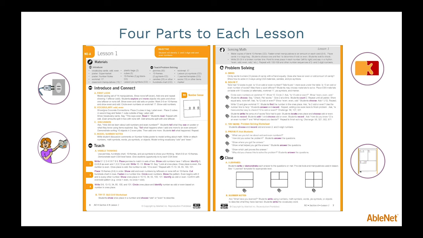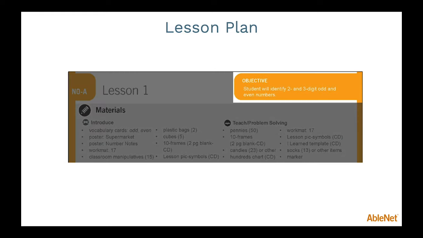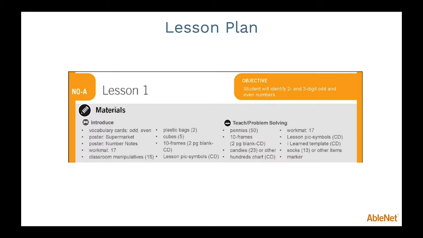There are a few things to help you recognize the basic format, looking first at the top of the first page. In the upper right-hand corner of the first page, you will find the objective that is written specific to the lesson. For this lesson, the objective is student will identify 2 and 3-digit odd and even numbers. Below the objective, you will see the list of materials for the 2-page lesson, organized for different parts of the lesson. The sections are broken down into Introduce and Connect, and Teach and Problem Solving.